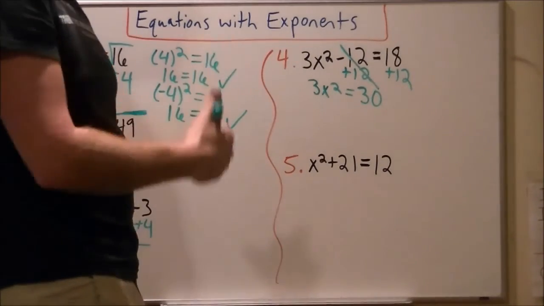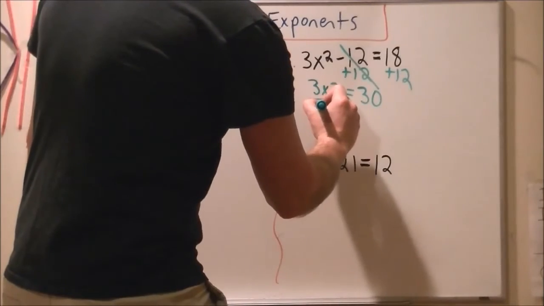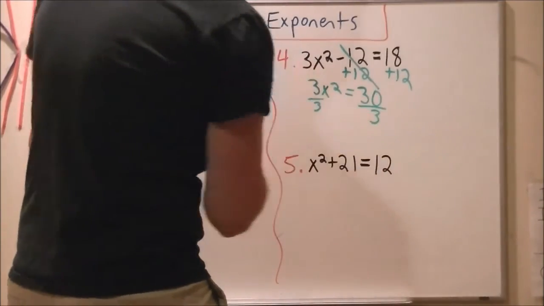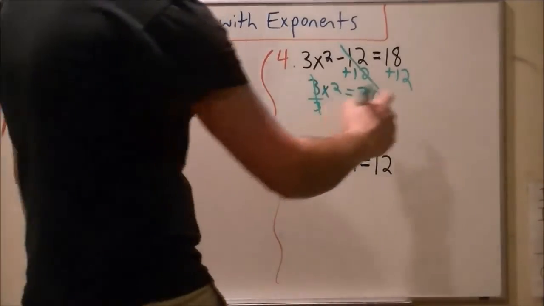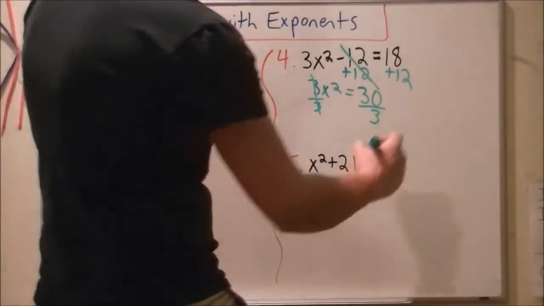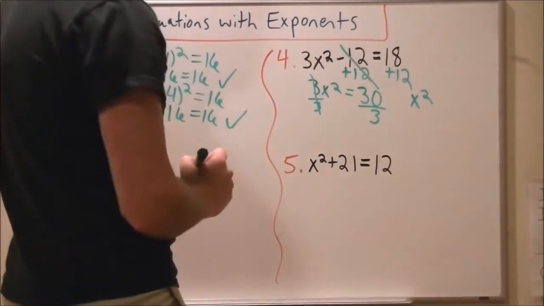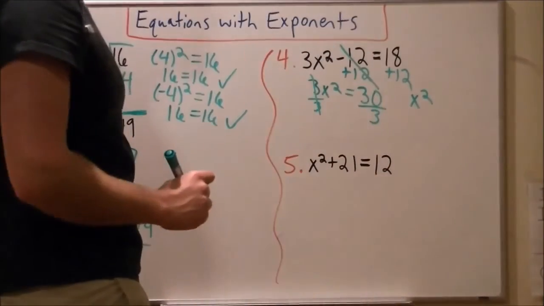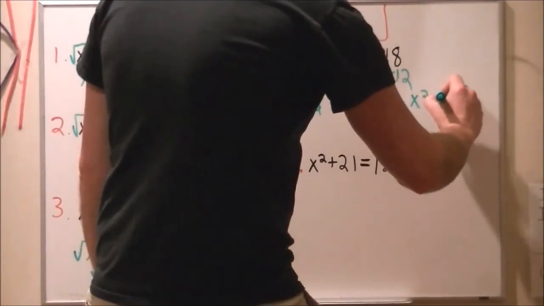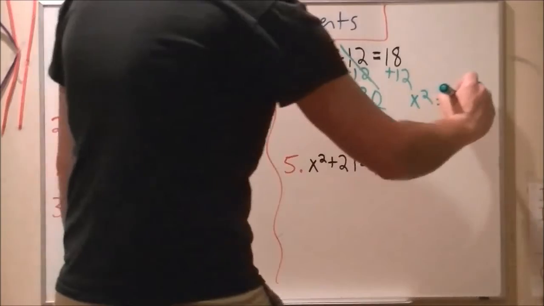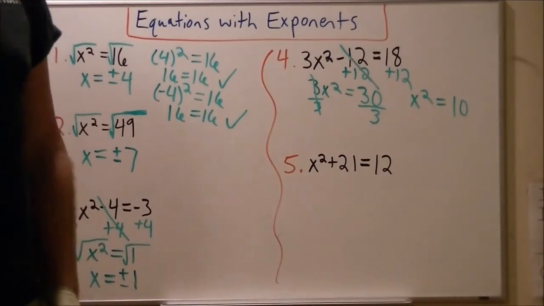And so how do I undo, guys, multiplication? I divide. And I divide both sides by 3. That gets rid of my 3 on the left side. I'm going to write over here because I'm running out of room down here. That gives me x squared on the left side. And on the right side, what is 30 divided by 3? 3 divided by 3 is 1, and 0 divided by 3 is 0. So x squared equals 10.